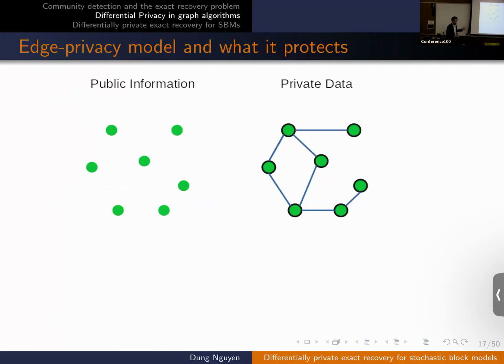This is what we see, and this is what the private algorithm sees. We only know the identity of the nodes, which is public data, but the private algorithm can access both the nodes and the edges. So we don't know the edges, but we know the nodes. And in the form of the output, we will output some groups, some sets of nodes, as communities. For example, I say that the two vertices here belong to the first community, and the remaining vertices belong to the second community. That is the form of the output.